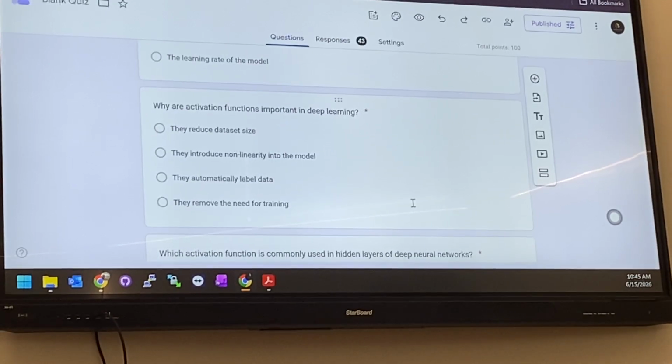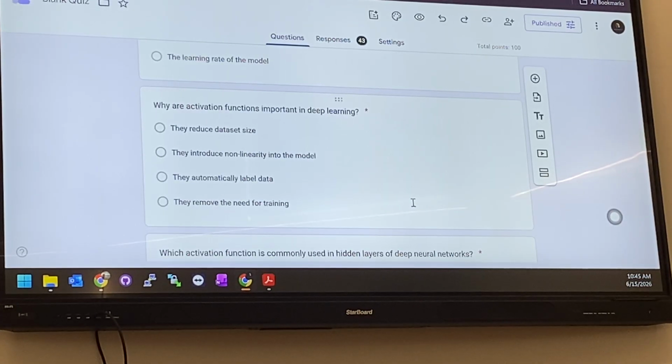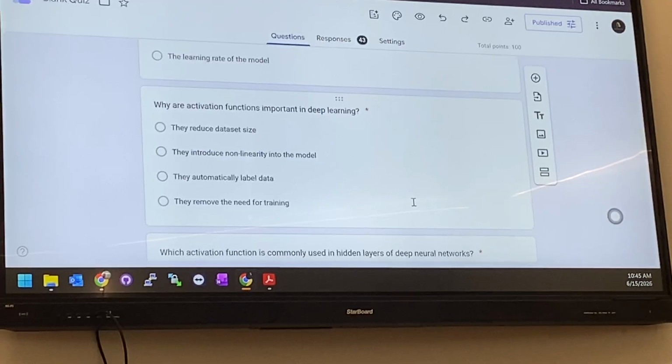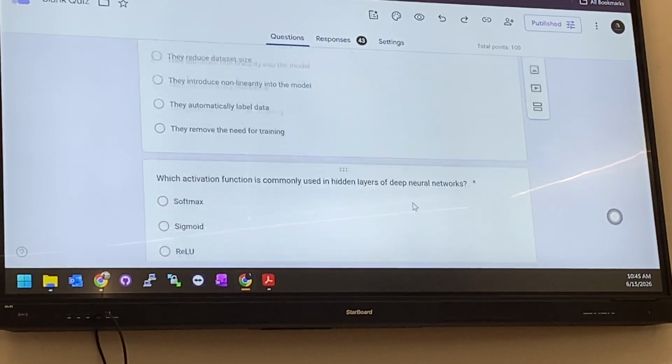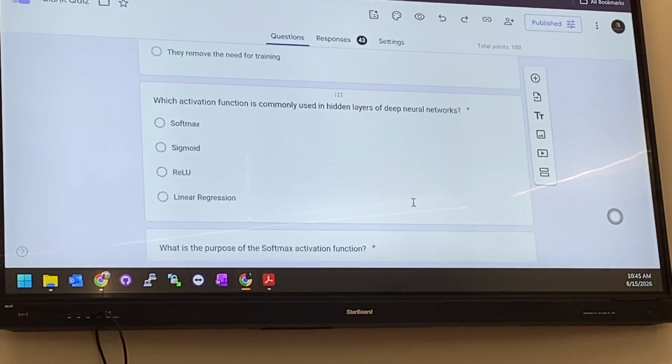Why are activation functions important in deep learning? Second, very good. They introduce nonlinearity into the model. Okay? You all know that, so I don't have to go through this. Now this is interesting. We haven't covered that much.